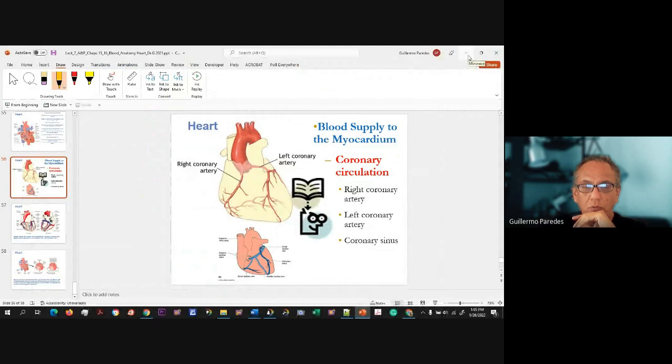I just want you to remember that the coronary arteries are two arteries, the right and left coronary artery. Coronary in Latin means like a crown. So these arteries are going to surround the heart like a crown, right? And what these vessels do is give blood supply to the myocardium. Okay?